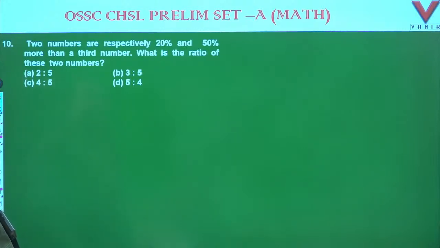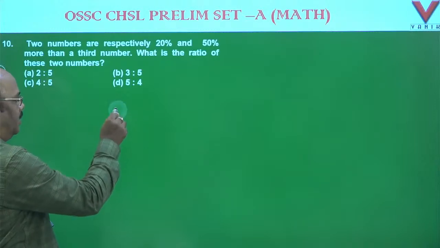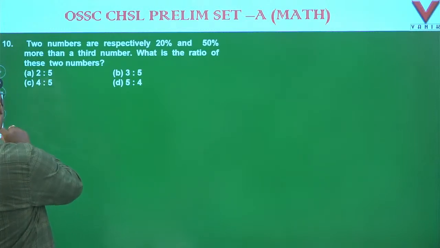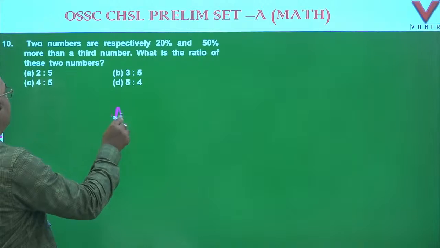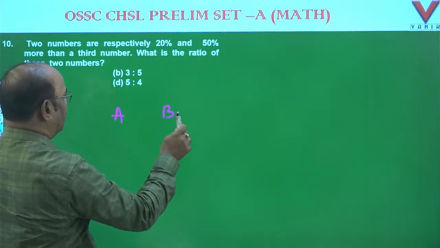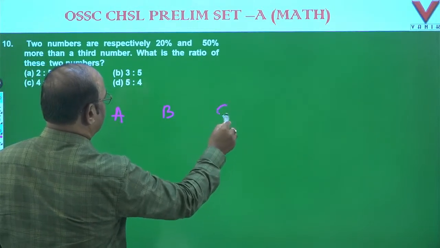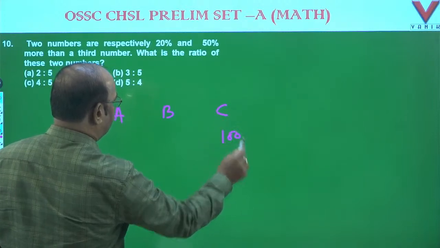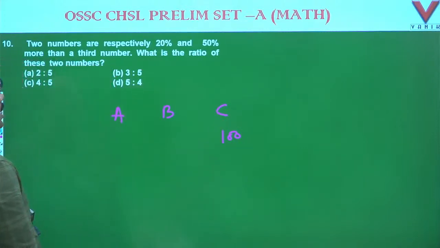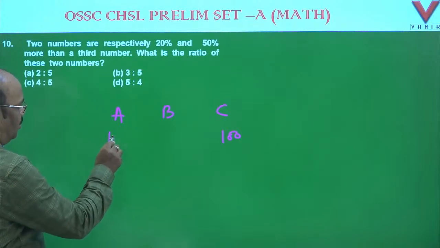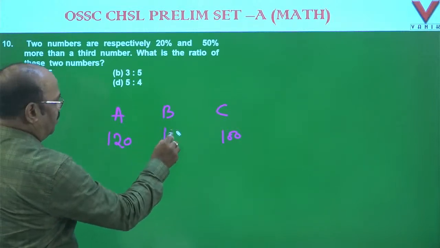Two numbers are respectively 20% and 50% more than a third number. Suppose the first number is A, the second number is B, and the third number is C. If the third number is 100 parts, then the two numbers, being 20% and 50% more, will be 120 parts and 150 parts.